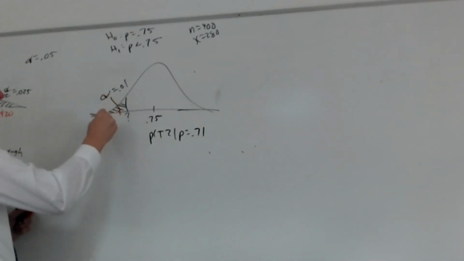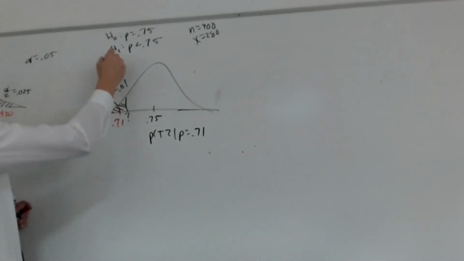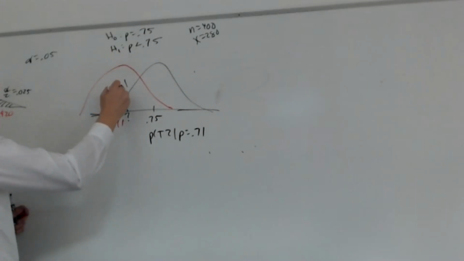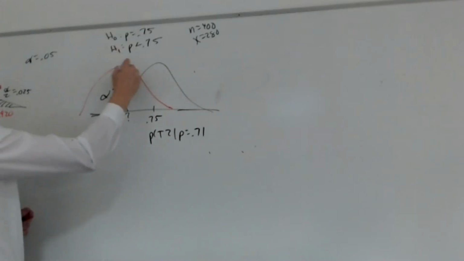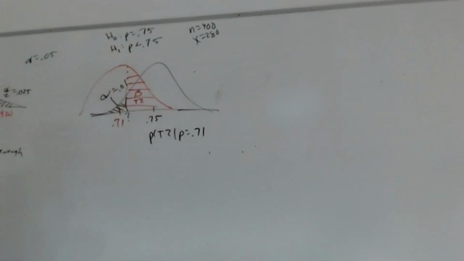If 0.71 is in your rejection region, I would draw a mean with 0.71. In this case, the type 2 would be this area to the right here. This is your beta, which is your type 2 error.